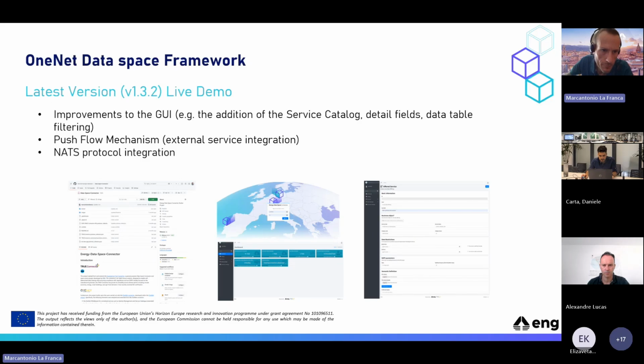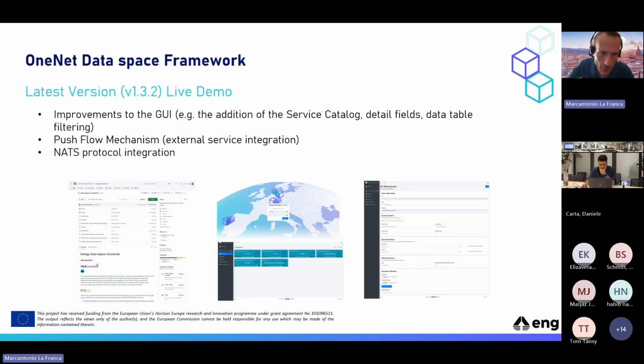So the previous slide concluded the theoretical part of this presentation. Now we can start with a live demo of the latest version. And in particular, we will see the graphical user interface. We use the graphical interface to present the data space connector features. We will see the push flow mechanism. And in the final part, we can see the NATS protocol integration.